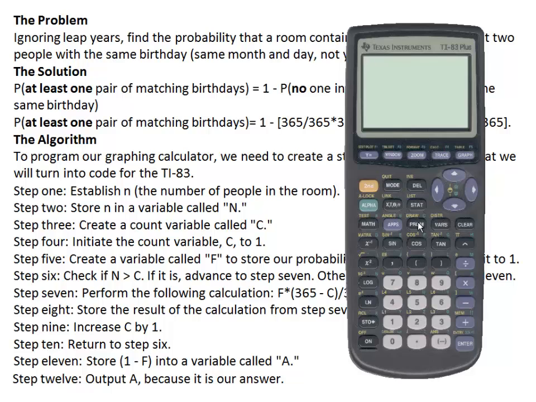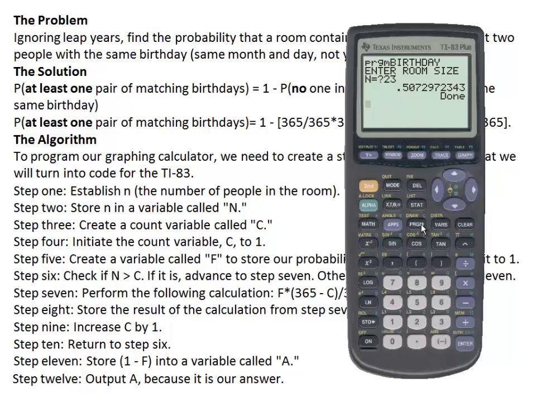So let's run the program a few times to get some probabilities. So let's check out the first kind of classic example. If I let the room size be 23, the calculator says that it's 0.507. And the reason why this is famous is because it only takes 23 people in a room before you have better than 50% chance of having 2 people with the same birthday in the room. Seems shocking, but it's true.